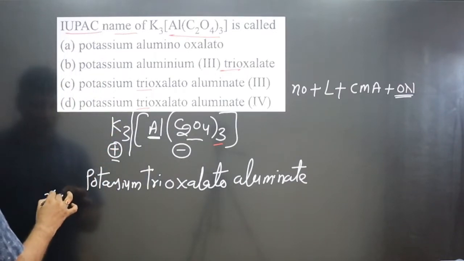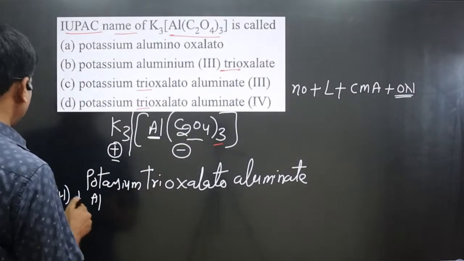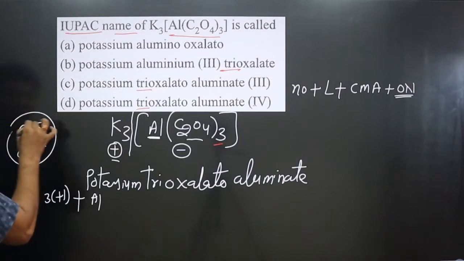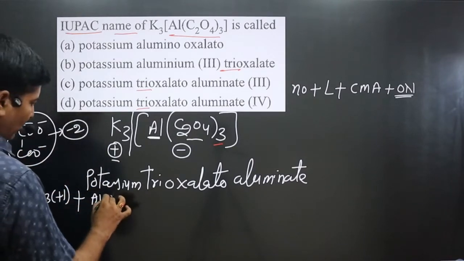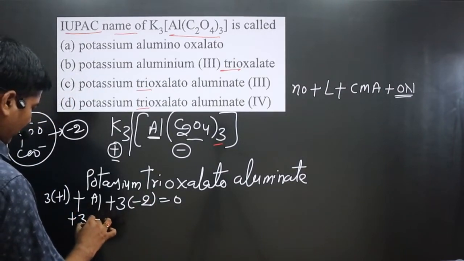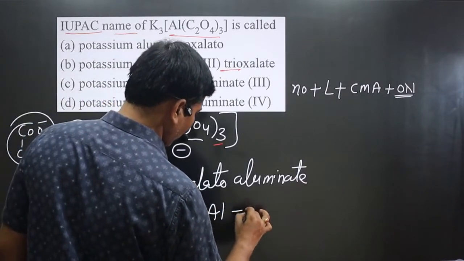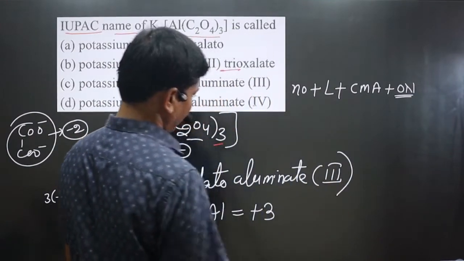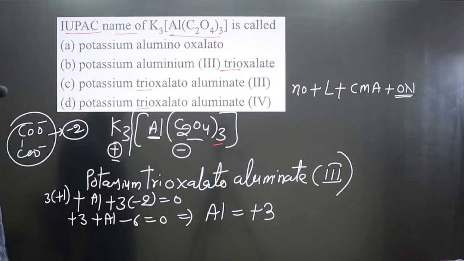3 potassium is +1 each, plus aluminum. Keep in mind this is a didentate ligand. We have C2O4, overall charge is -2. So we have to use the -2 charge. This is a didentate negative ligand. Then we have 3 times, in bracket, -2, equal to 0. Simplify: +3 plus aluminum -6 is equal to 0. Then we get aluminum present in +3 oxidation number. This oxidation number is to be written in Roman numerals. So we got the name potassium trioxalato aluminate(III), now check the options.